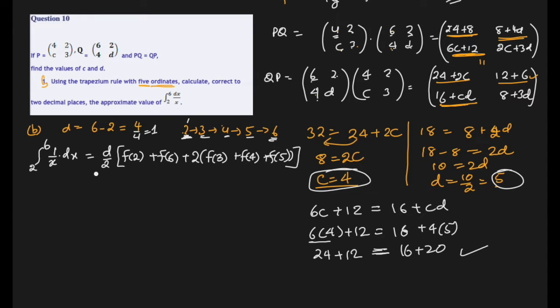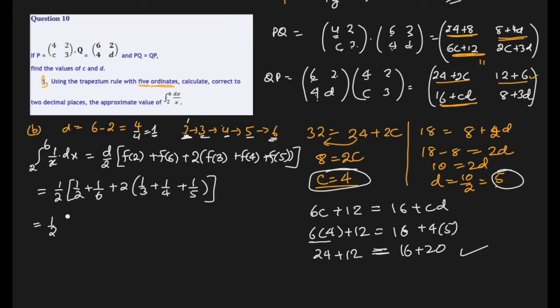And just substitute the numbers and we'll get it here. Okay, d is 1. Difference between two consecutive ordinates is 1. So 1 over 2. f2 will be 1 over 2, because f(x) is 1 over x. Okay, so it will be 1 over 2. f6 is 1 over 6, plus 2 times what do we have here? f3 is 1 over 3, 1 over 4, 1 over 5. Okay, just put this in your calculator and you'll get your answer, but I'm doing it manually.